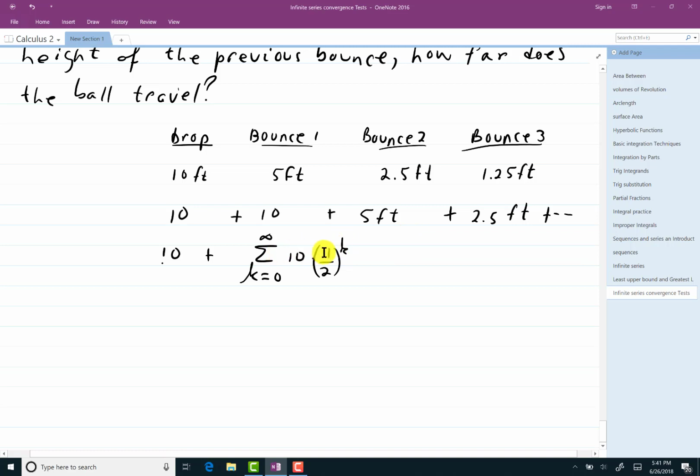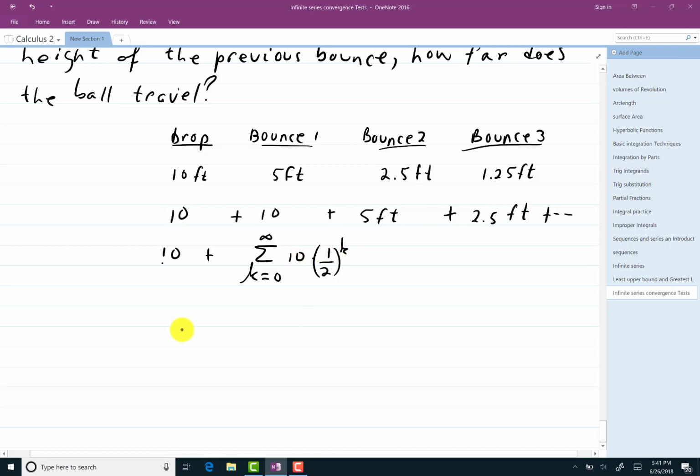When k equals 0, I've got the 10 feet. When k equals 1, I got 10 times 1/2, the 5 feet added to the original 10 feet. That's good. And then when k is 2, I'll have 1/4 times 10, which will be the 2.5 that I got there.